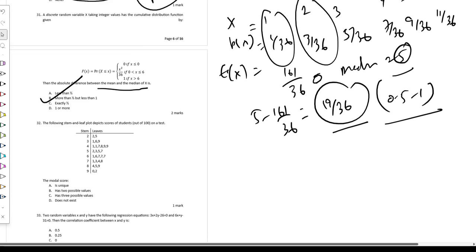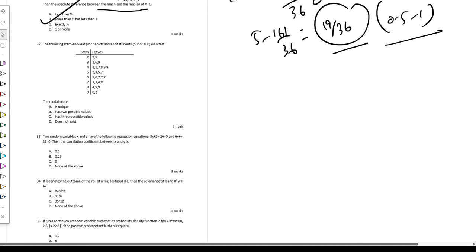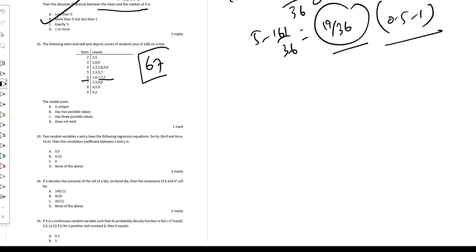Question 32 is a stem and leaf plot of the scores of the students on a test. So the modal score, let's find out the modal score. The modal score is the one with the highest frequency. So the highest frequency happens at 6 with 777. 67 occurs thrice. This is a unique value as well. So 32 is A.